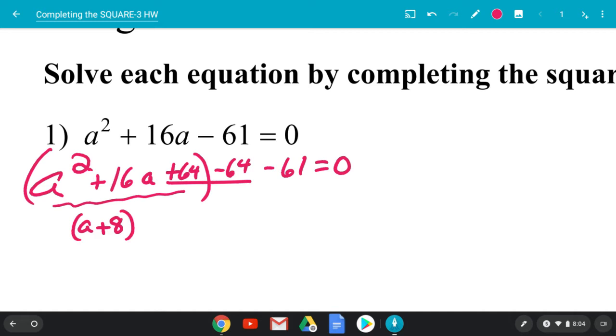Where'd that 8 come from? Well, just a second ago, I took 16 and divided by 2, and it gave me 8. So there we go. And then combine those two like terms on the outside, which is a negative 125 equals 0. How many people got that one?